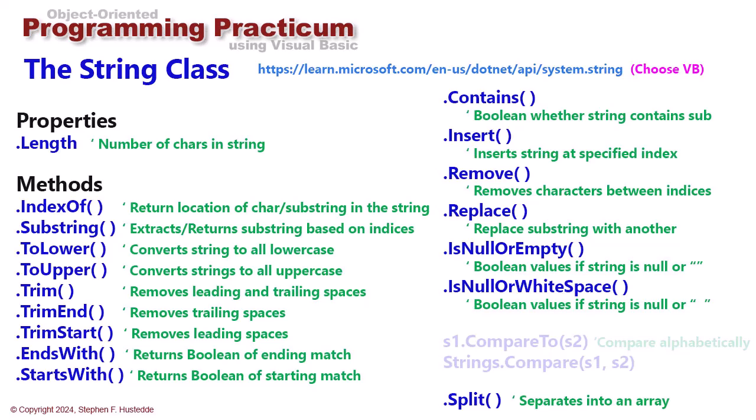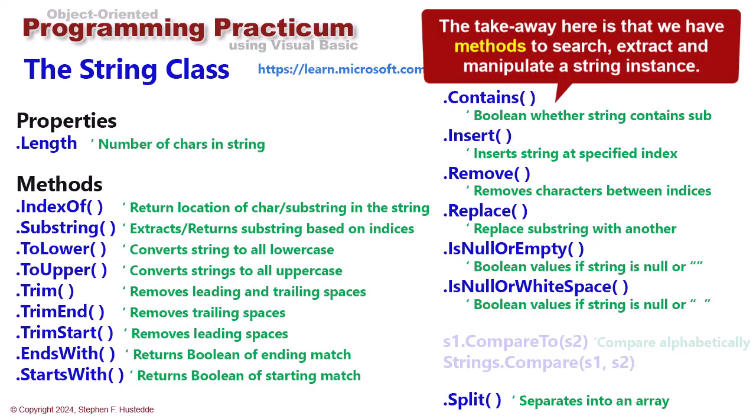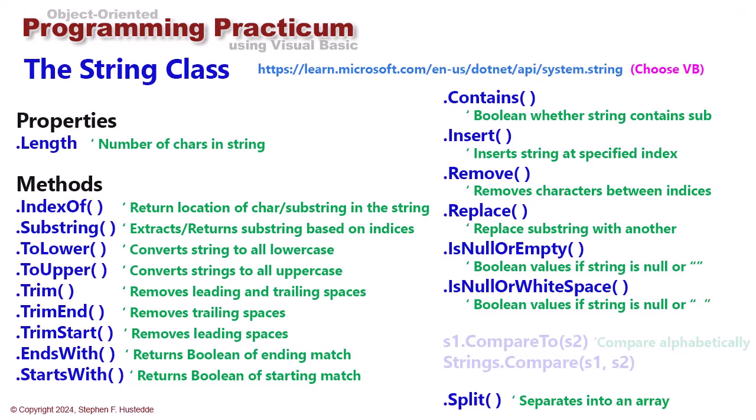Now remember, methods have parentheses after them. That's how we can notice that it is a method. It does something or returns something. So we have a method for returning the location of a substring in the string called IndexOf. And we'll look at all these in a little bit more depth in subsequent videos. Substring allows us to extract part of a string. We can convert a string to all lowercase or all uppercase. We can trim off any spaces at the beginning or the end of the string. We can do a TrimEnd, to remove just the trailing spaces, or TrimStart, to remove just the leading spaces.